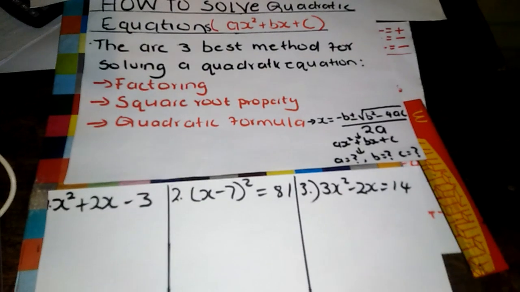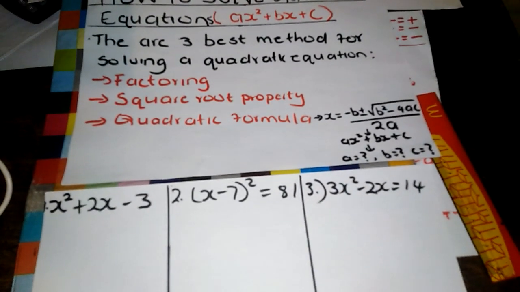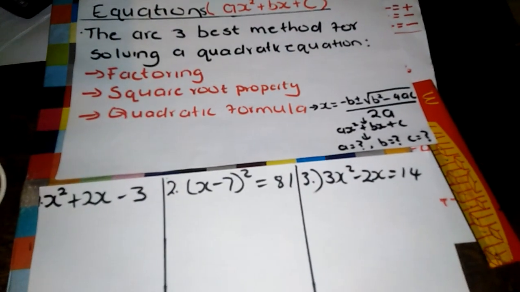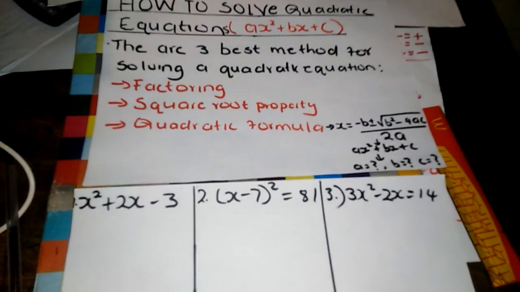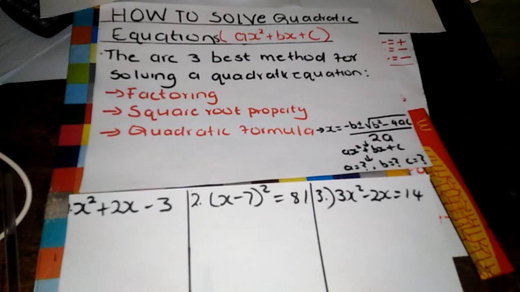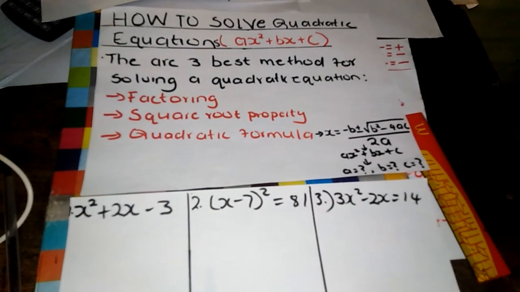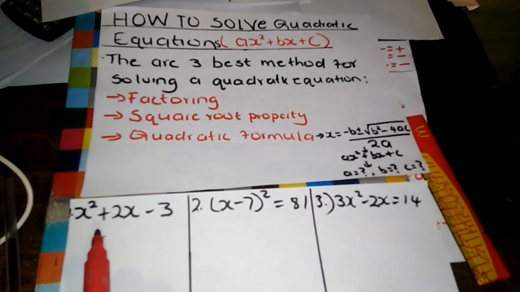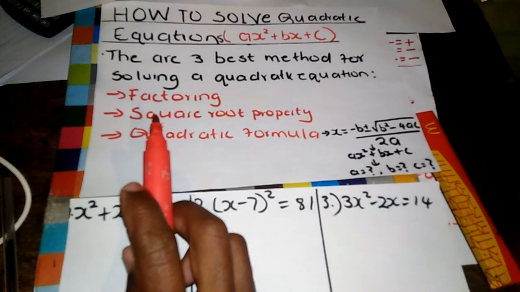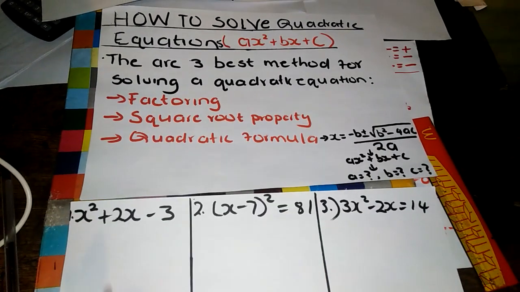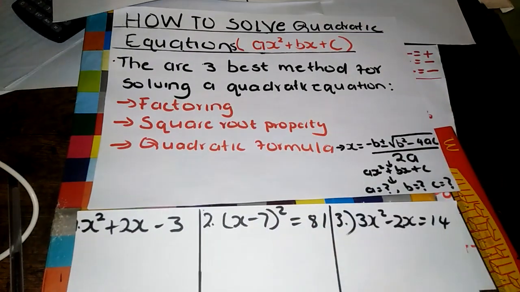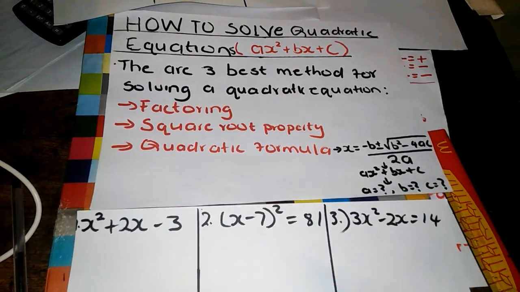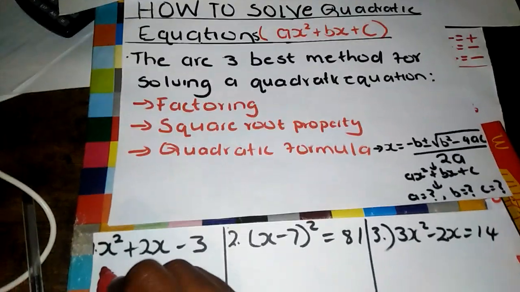You are given x squared plus 2x minus 3. As you can see there, you must ask yourself, can I factorize this? Yes. If I can factorize it, then there's no need for you to use the square root property and quadratic formula. So let us factorize it.